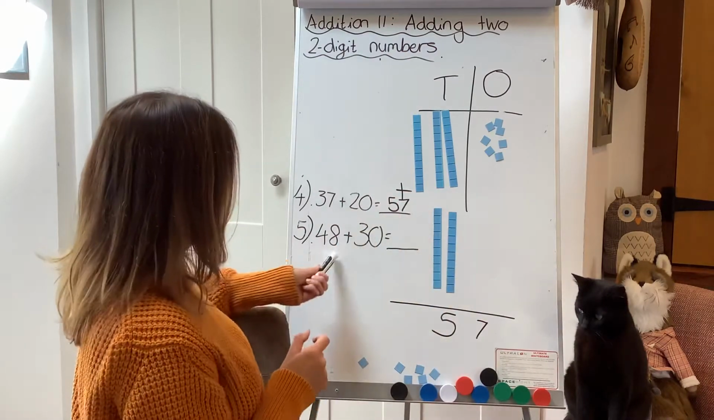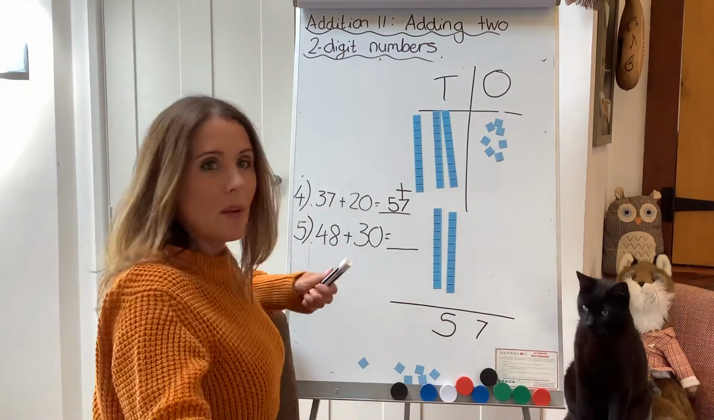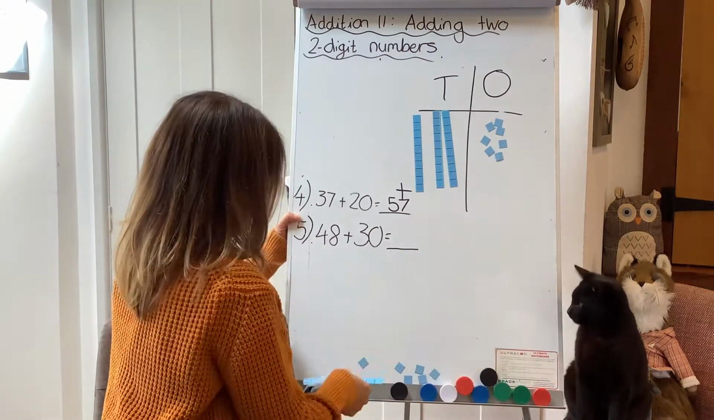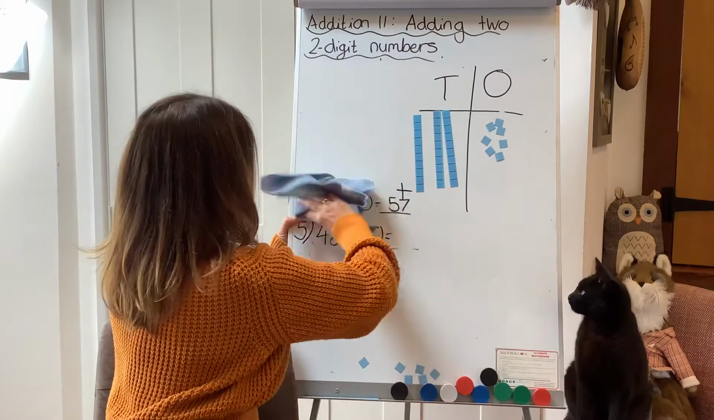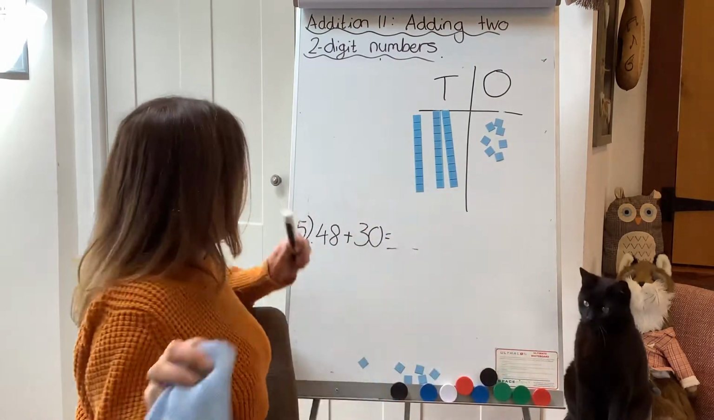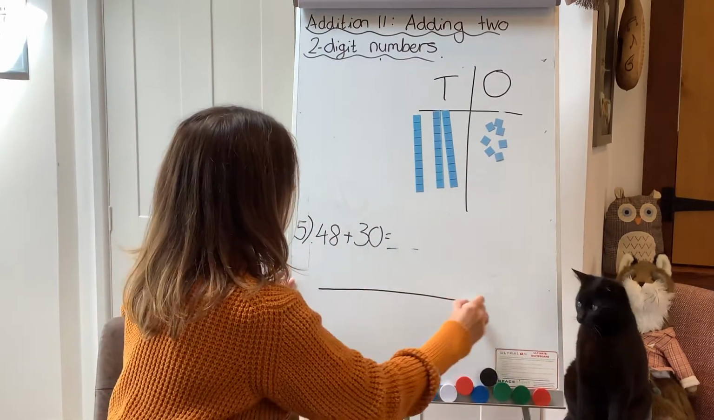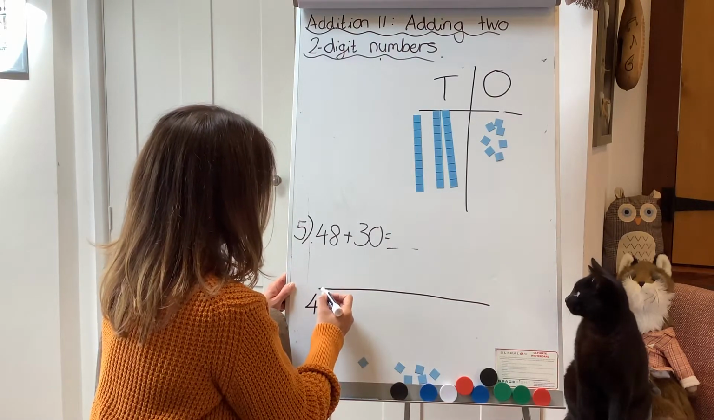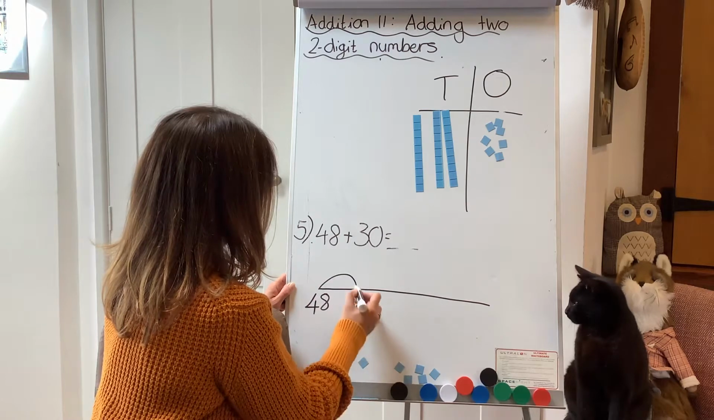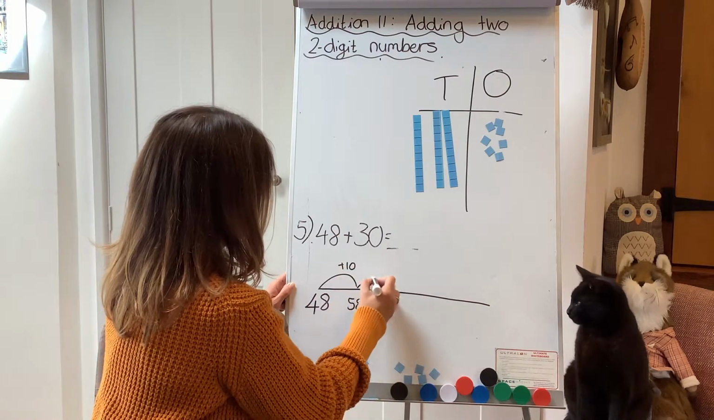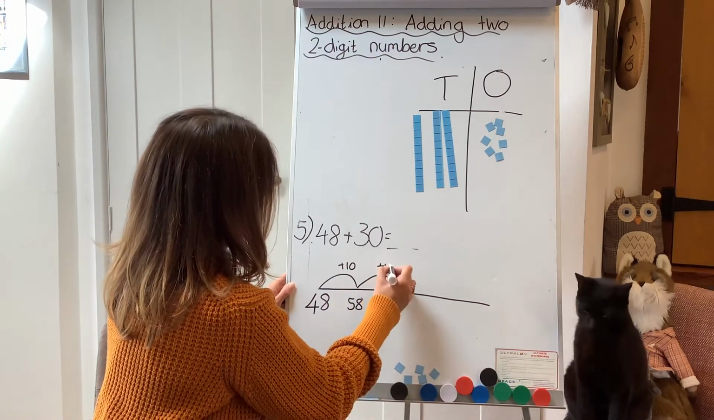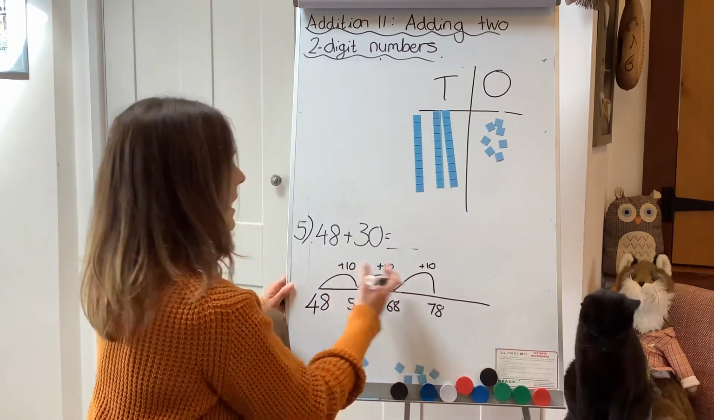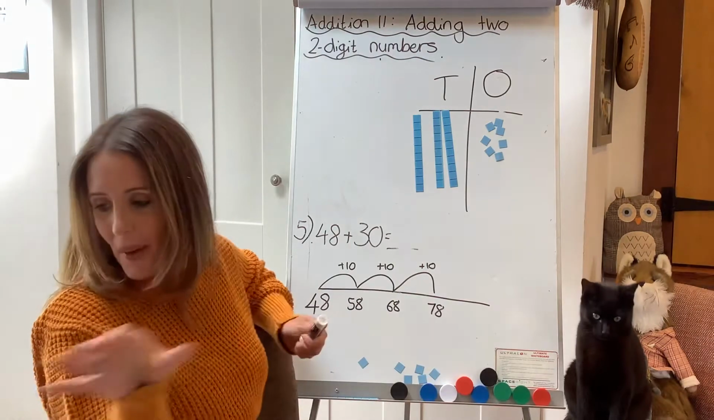48 and 30, I'm going to show this one using a number line. Okay, so we've got 48 and 30, and I can count on, I can go to 58, adding 10, 68, adding 10, and to 78, adding 30 on, like that.